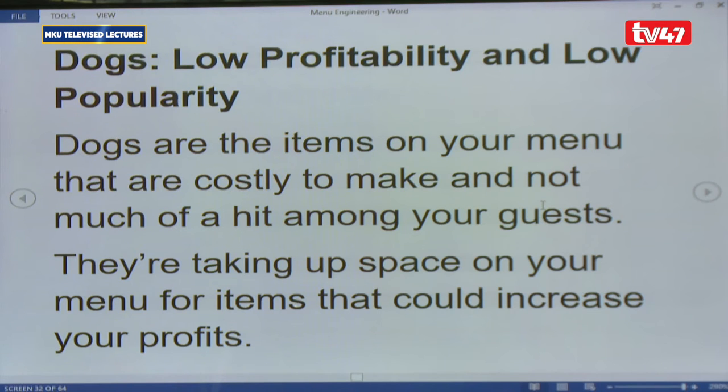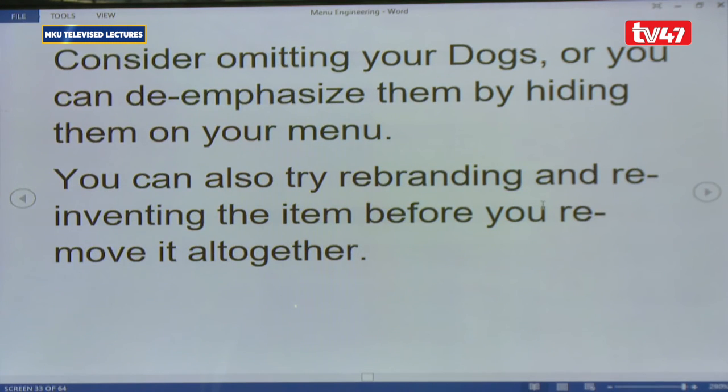The final category is the dogs. Low in terms of profitability, low in terms of popularity. These are items on your menu that are costly to make, and again, they're not much of a hit among your guests. So expensive to make, and guests are not looking for this product. In that case, they are taking up space on your menu that could have gone to items that would increase your profitability, basically.